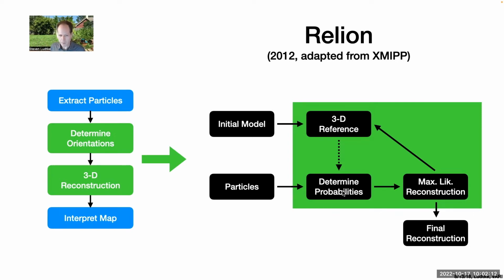So rather than putting the particle in a single orientation, you put the particle into multiple orientations based on the probability that it's in that orientation. And again, this is a process called maximum likelihood, which has the tendency to converge in fewer overall iterations. The downside is that computing all of these probabilities is extremely computationally expensive.